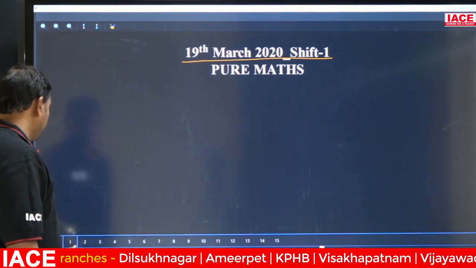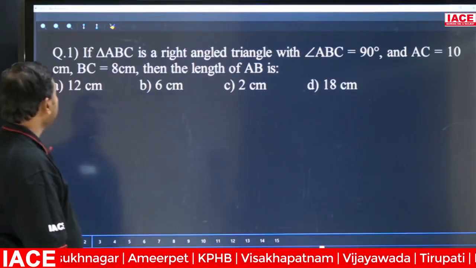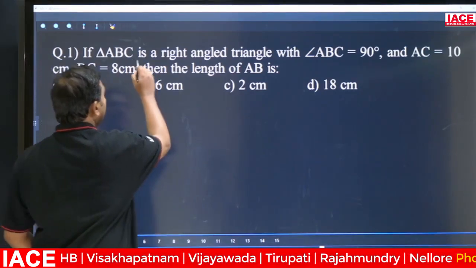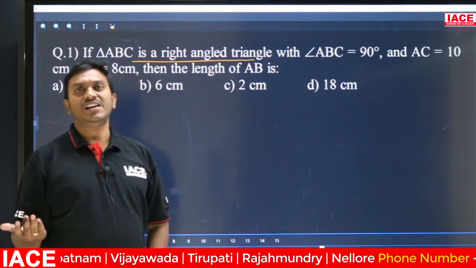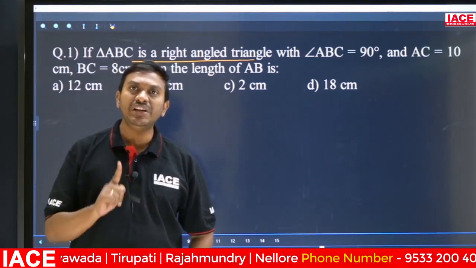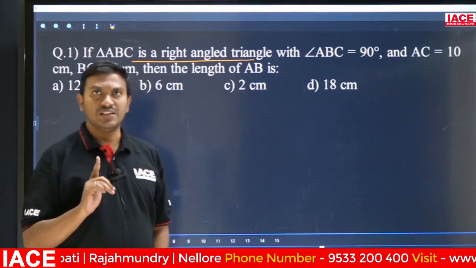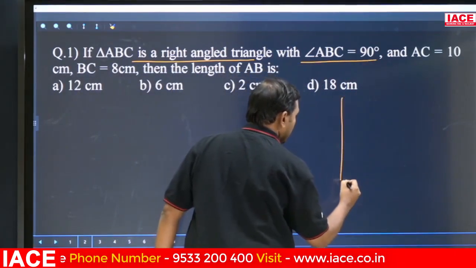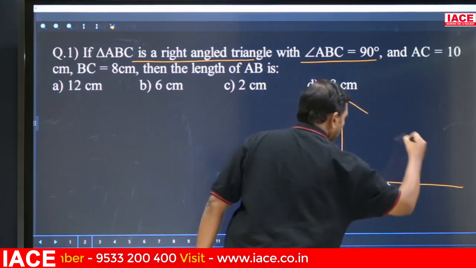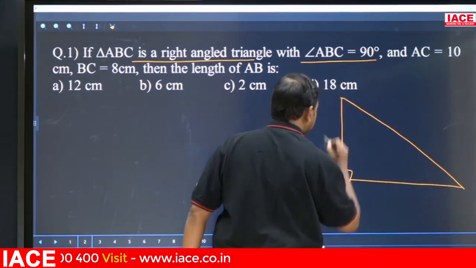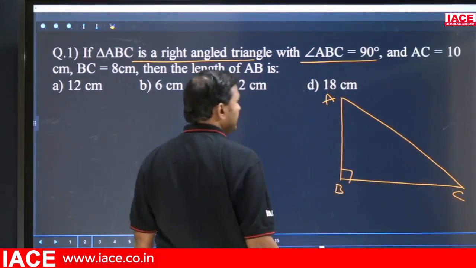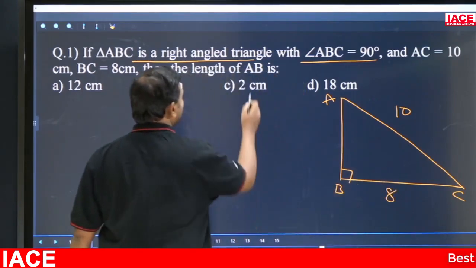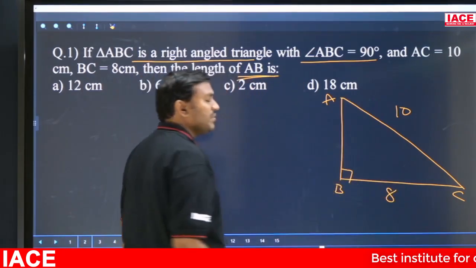Question number 1. In triangle ABC, it is a right angled triangle. Right angled triangle means first what you have to remember? Pythagoras theorem we have to remember. Given angle B equal to 90 degrees. In a right angle triangle, angle B is 90 degrees. AC is 10, BC is 8. Then what is the value of AB? Here it is forming which triangle?